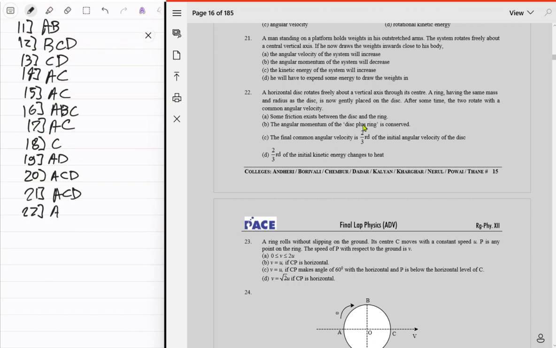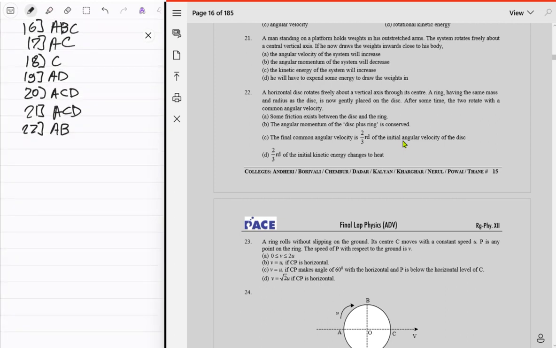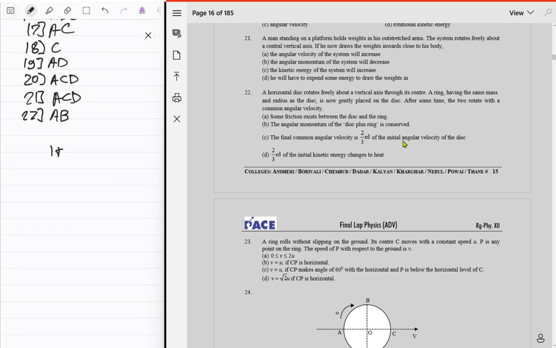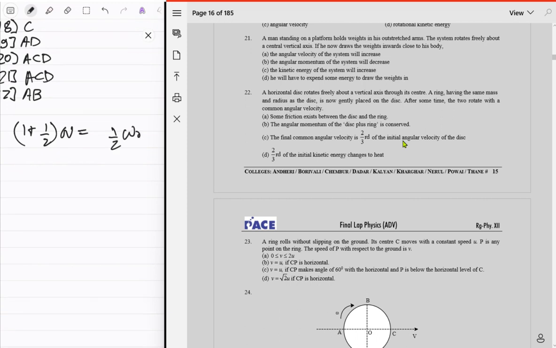The angular momentum of the disk plus ring system is conserved, so B is also correct. Next, the final angular velocity is 2/3 of the initial angular velocity. Same mass and same radius. So (1 plus 1/2) times omega is equal to 1/2 omega naught, because the disk is the horizontal disk and this is the ring. This means omega is 1/3 of omega naught. So the final common angular velocity is not 2/3, it's actually 1/3 of the initial one.